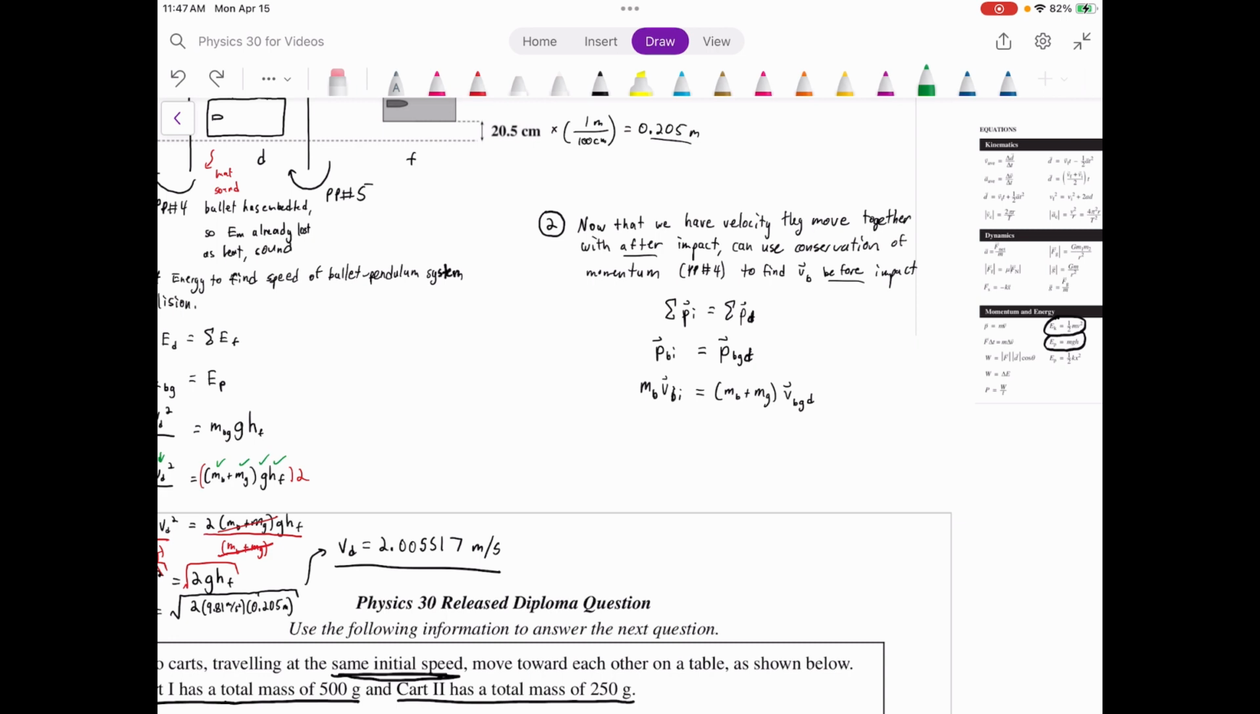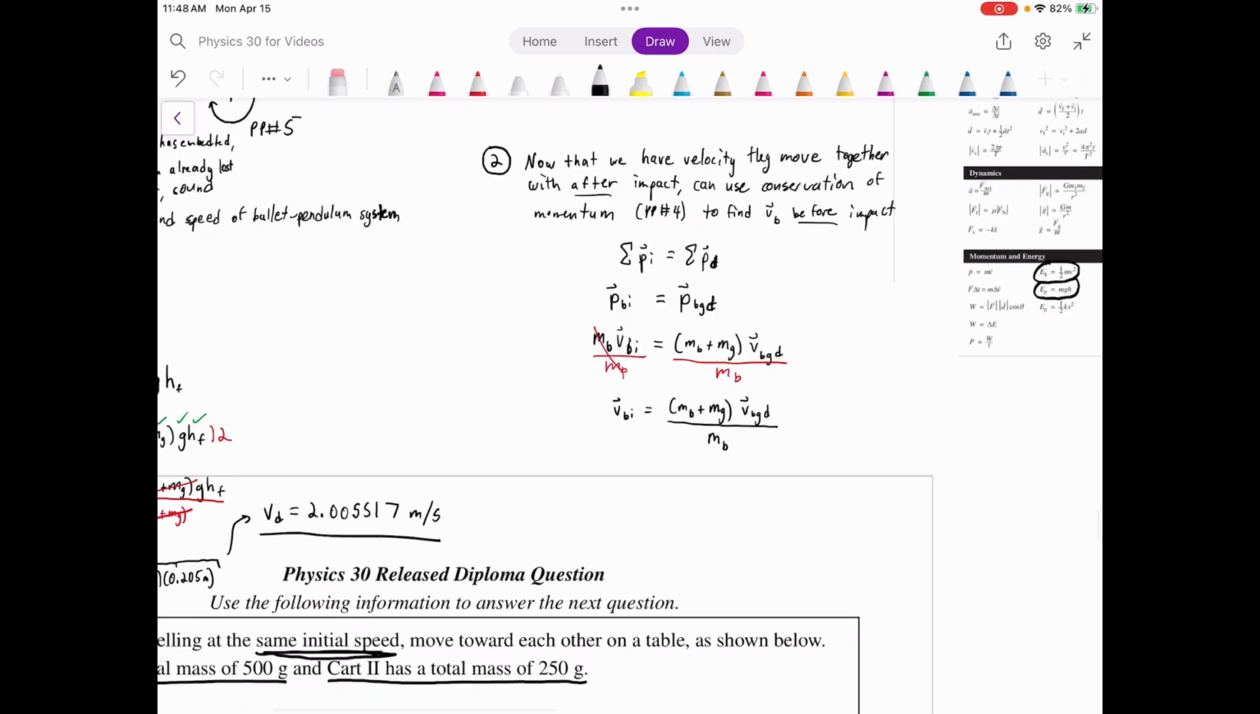So let's divide both sides by the mass of the bullet, and we get this equation, right? And we know all of this stuff. We know the mass of each object. We know the velocity that it has in the moment after impact. So we can calculate here for the velocity the bullet must have had before impact.